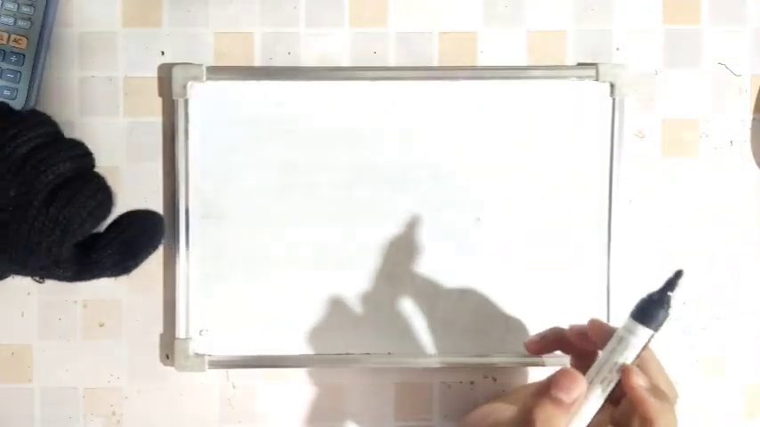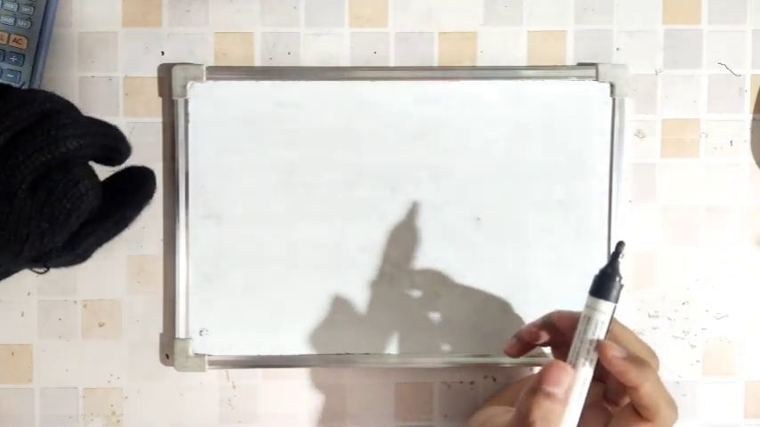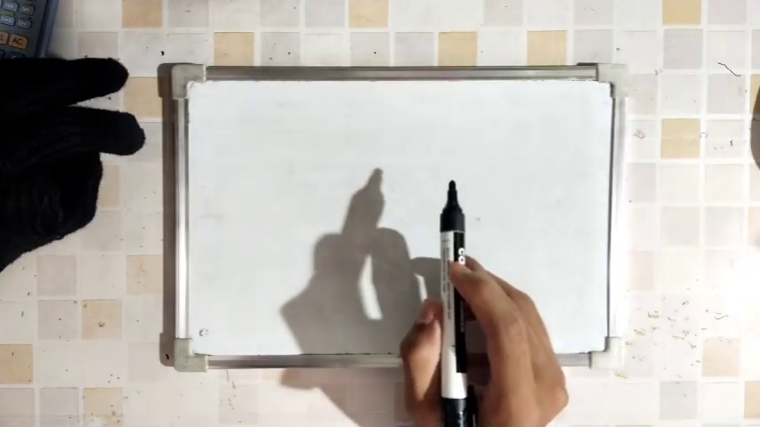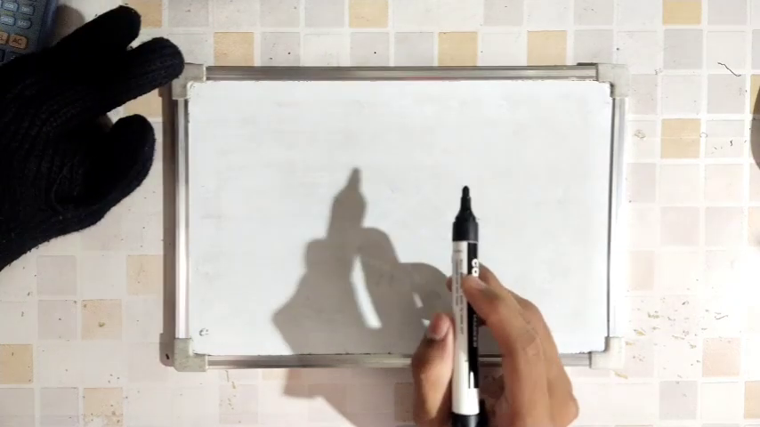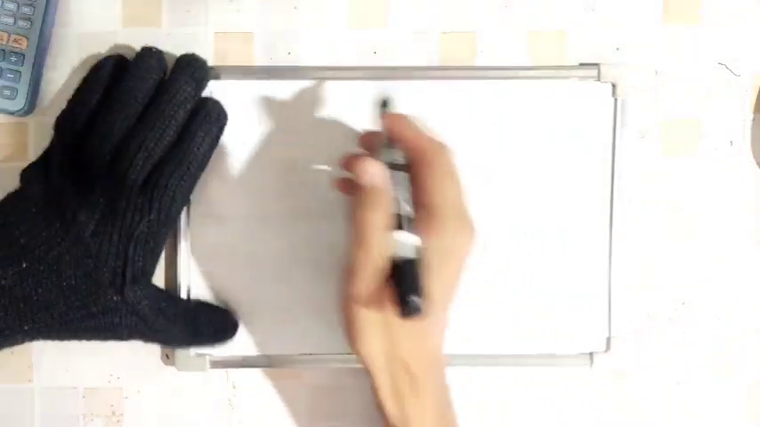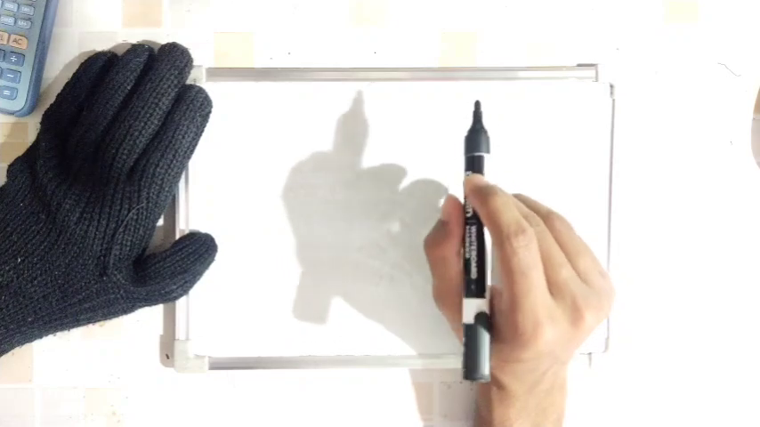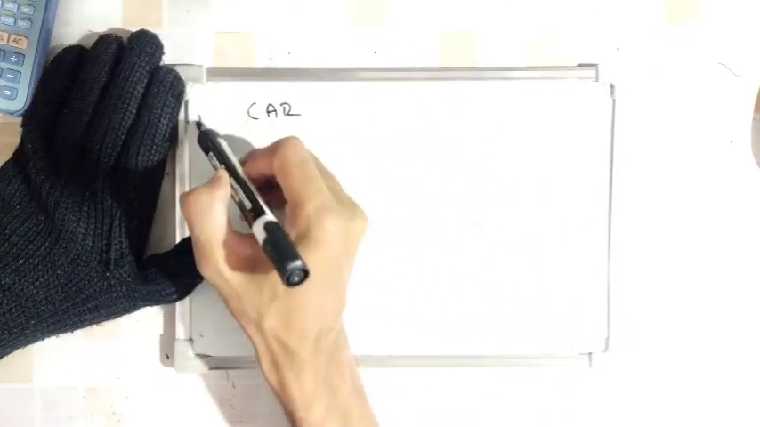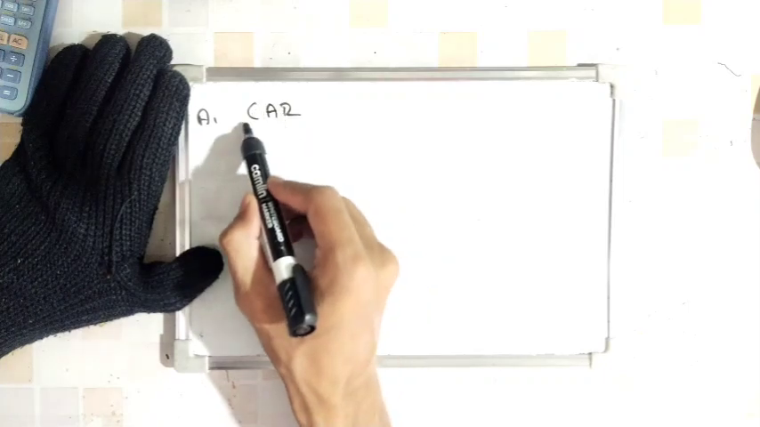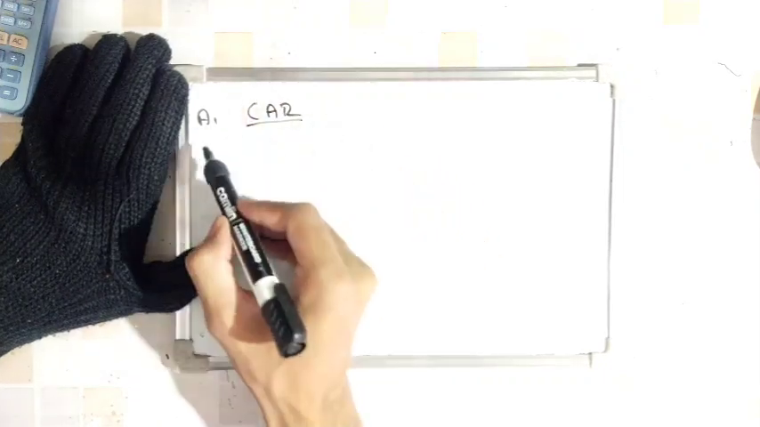So module 4. First: in how many ways can the 26 letters of the English alphabet be permuted so that none of the patterns CAR, DOG, PUN or BYTE occurs? Okay, so first 26 letters are there. This is a very simple question. So first, how will I take it? CAR I will consider as A1. This whole thing I will consider as one letter.